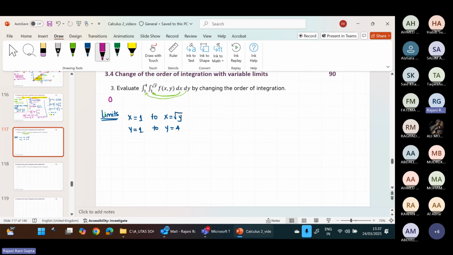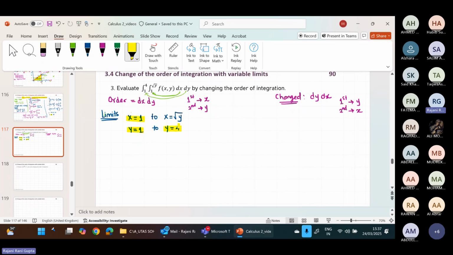The current order of integration is dx dy. Means first you integrate with respect to x and second with respect to y. Now, what should be the changed order of integration? It should be dy dx. It means first you should integrate with respect to y and second you should integrate with respect to x. So to find the changed order of integration, you have to plot this.